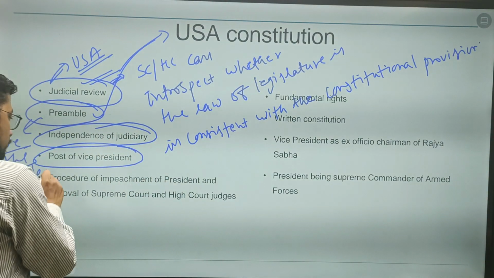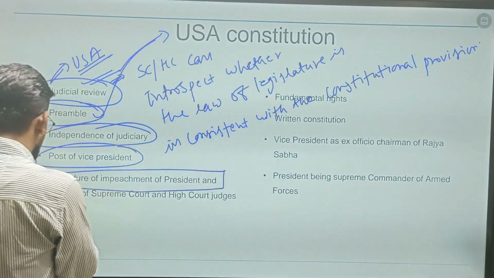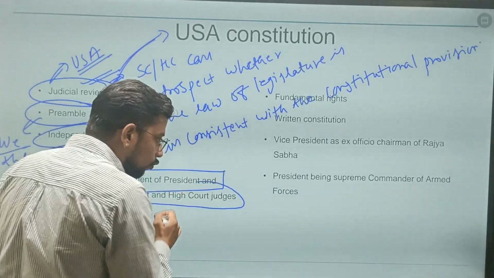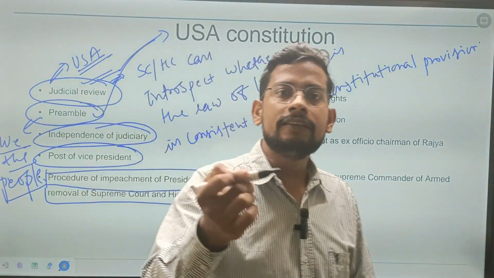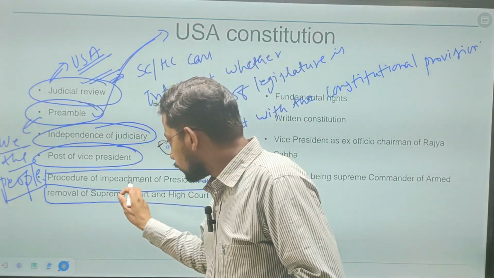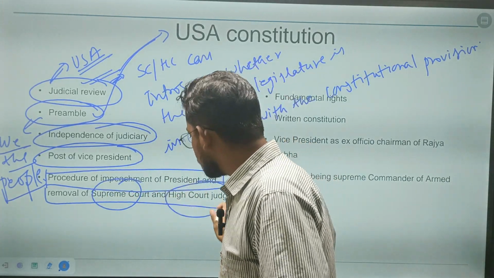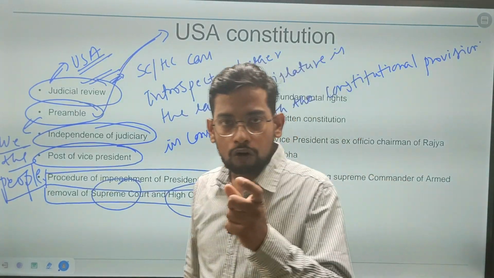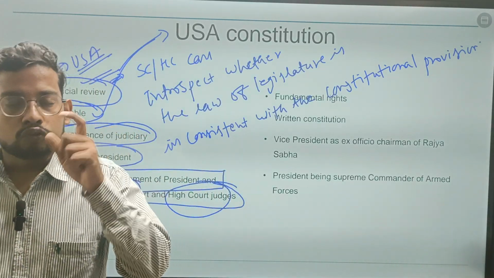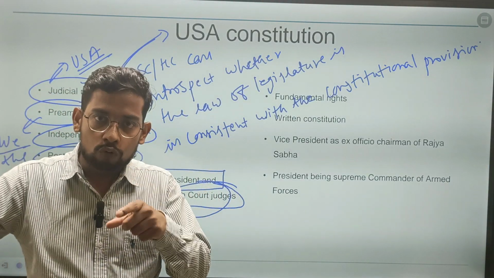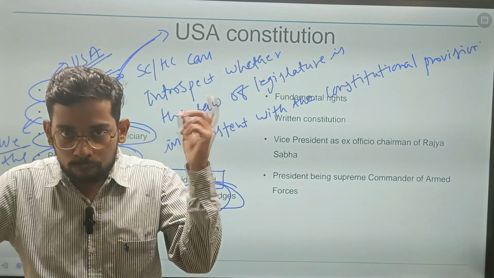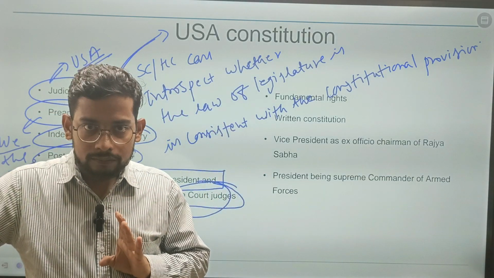Then the procedure of impeachment of president. This simply means how we are going to remove the president from office, or judges or High Court judges from office. So the nature of removal of judges of the Supreme Court and High Court, and the president, from office, has been taken from USA.